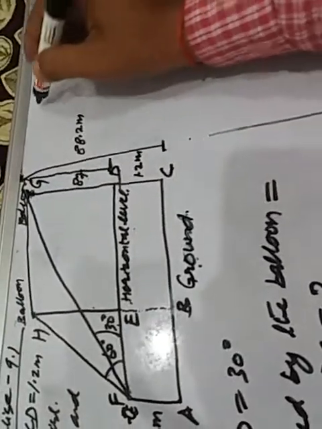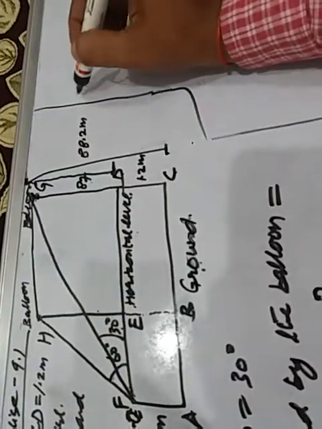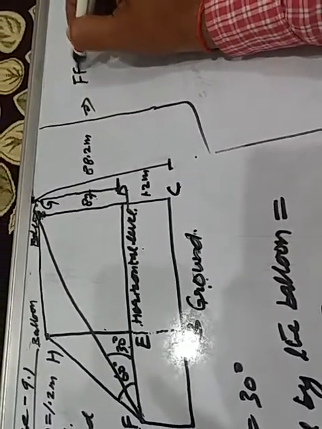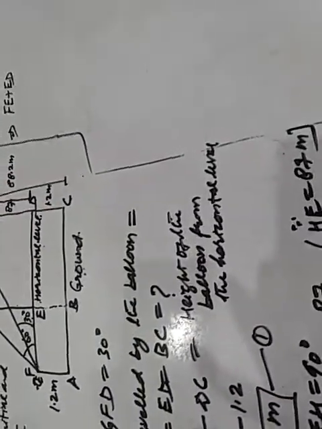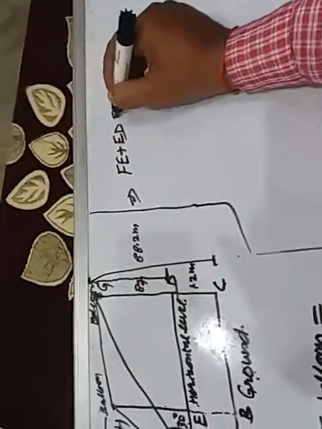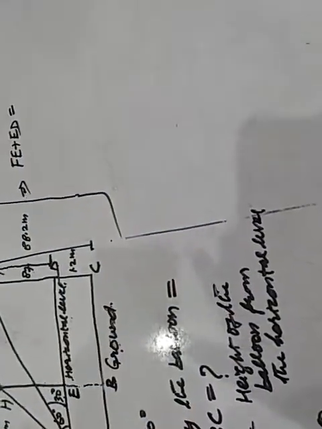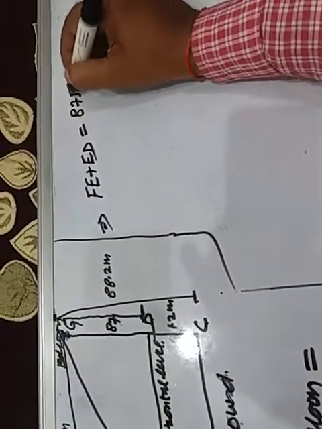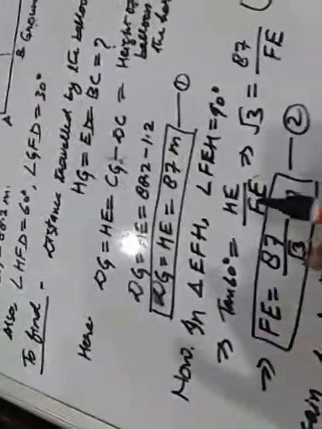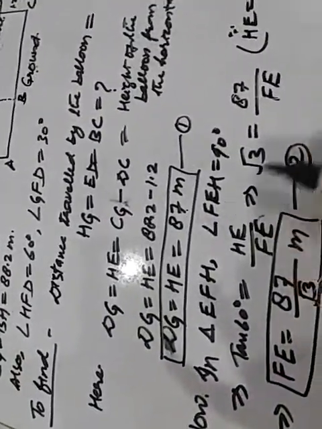This implies that, children, this is from here. This implies that FE plus ED equal to what? FE plus ED equal to 87 root 3. 87 root 3. Clear, children? Here FE equal to this one. FE equal to 87 upon root 3.